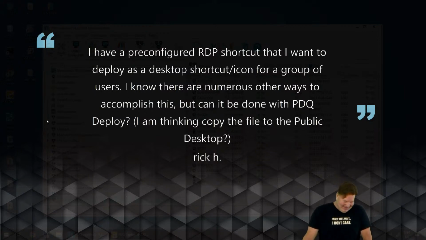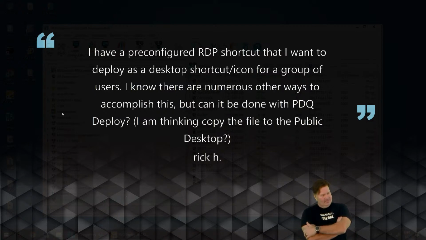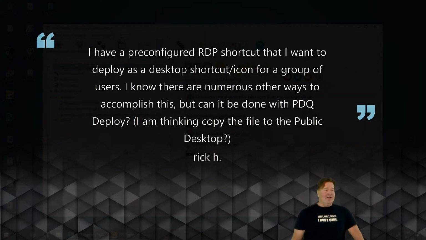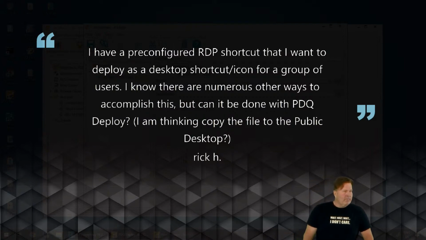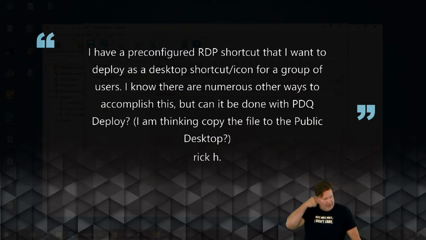All right. Dear Lex, Josh, and Colby, I have a pre-configured RDP shortcut that I want to deploy as a desktop shortcut icon for a group of users. I know there are numerous other ways to accomplish this, but can it be done with PDQ Deploy? I'm thinking copy the file to the public desktop. Rick H. Rick, that's where I'd go. Be the file copy. Yeah, there's a blog. I think the title of it is "Copy to All User Profiles." Chris Powell wrote it. It's just a for each loop for each user in users, and you can copy in there. So would you use the file copy step to put it out there, and then use this step to put it out on each user, or could you just drop it in the public folder? You could do either, if you wanted to target users more specifically.